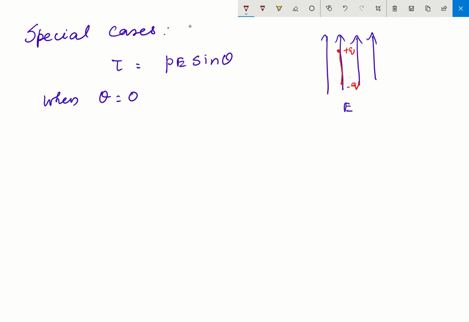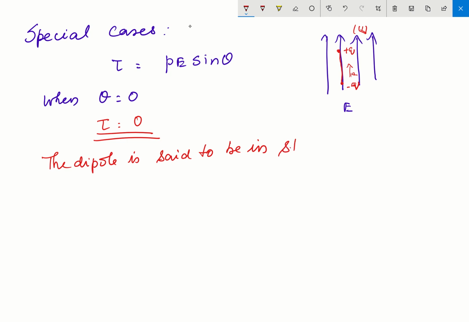What is P? P direction will be in this direction, from minus q to plus q. So P and this is your E. P and E are in the same direction. Only then can you say theta is equal to 0. If that is the case, what is your tau? Tau is equal to 0. And here, very important, the dipole is said to be in stable equilibrium.